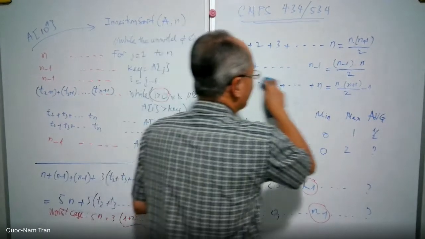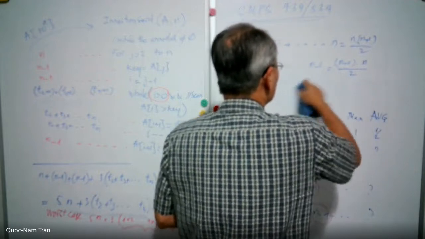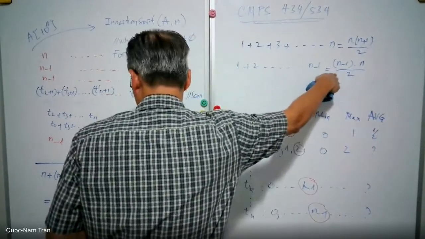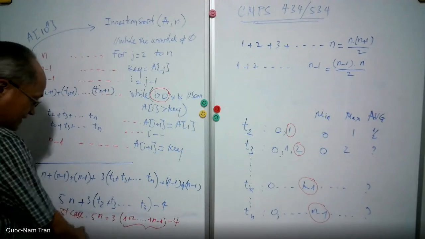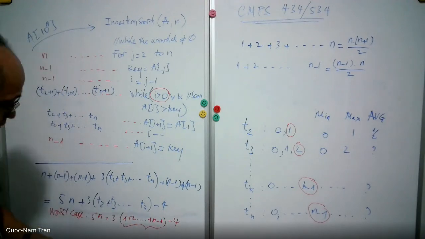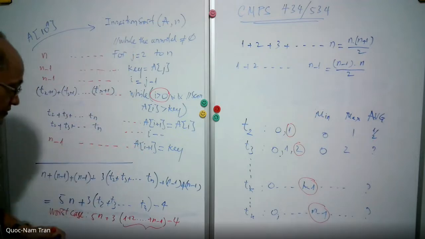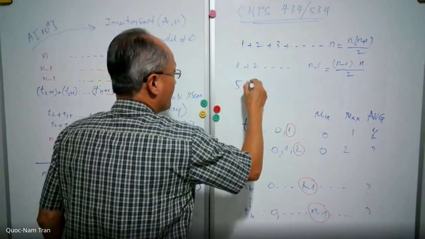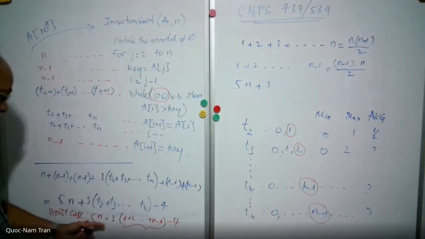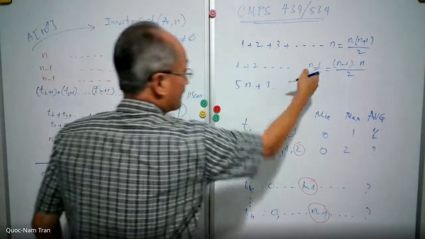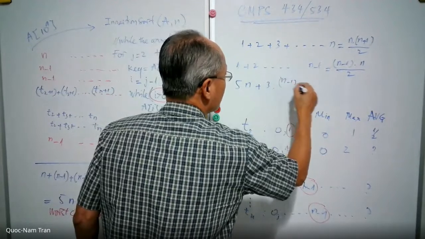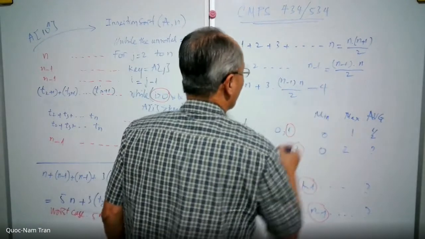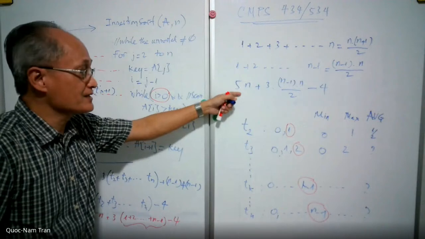All right, so now we will try to use this formula to plug it in here, right? So what is the worst case situation for this insertion sort? Here you have 5n plus 3 times this. Okay, 3 times this, we already have it here. n minus 1 times n divided by 2 minus 4. Okay, so this one is the worst case.